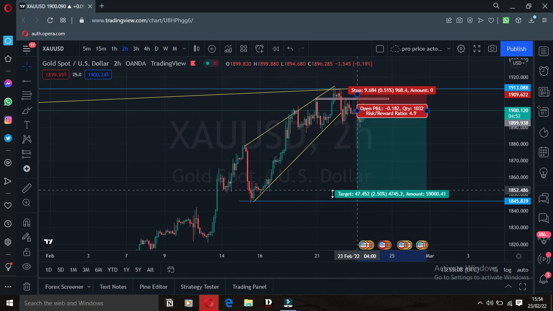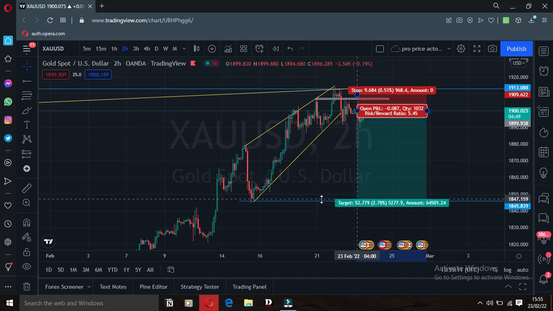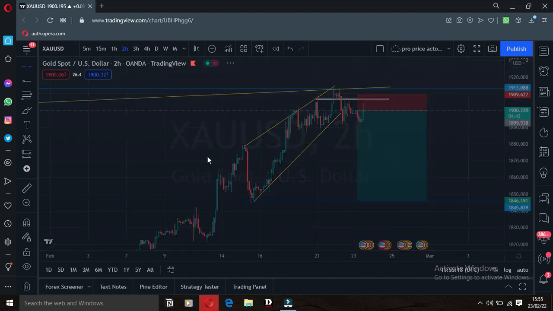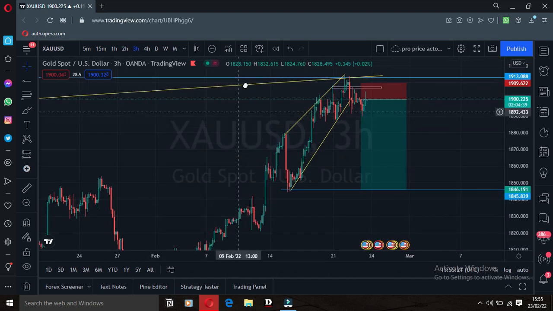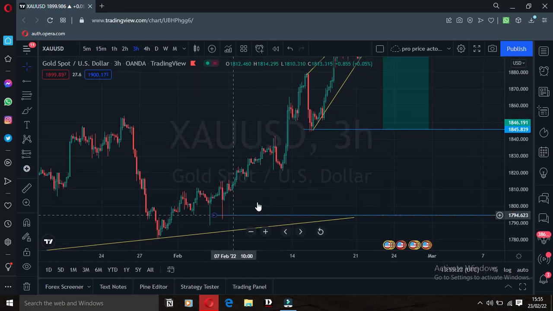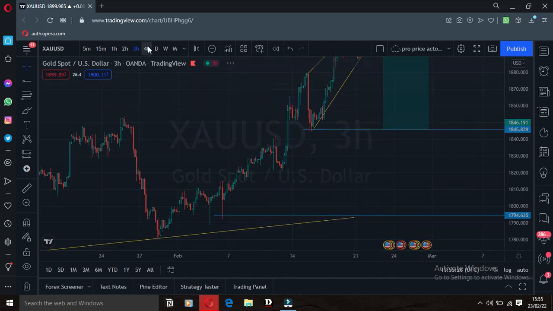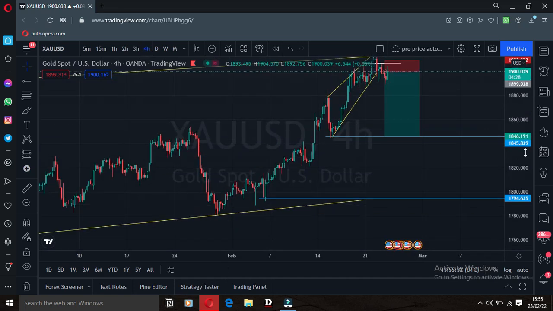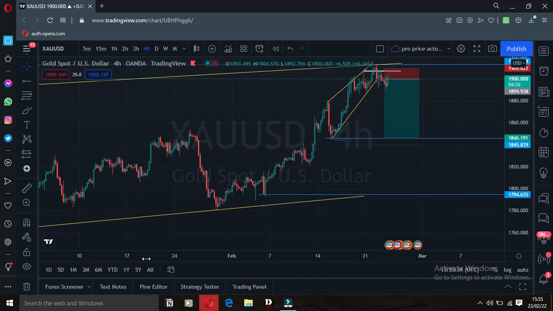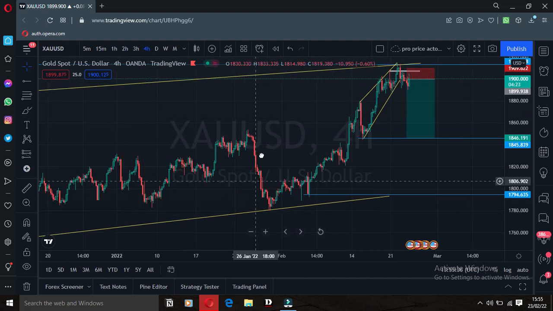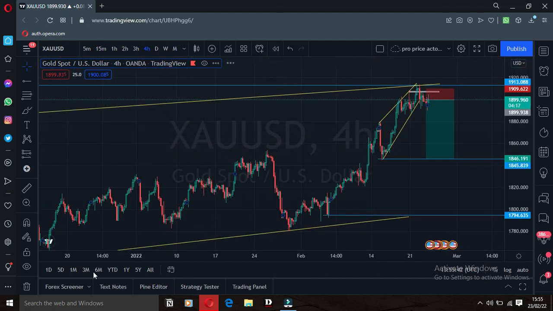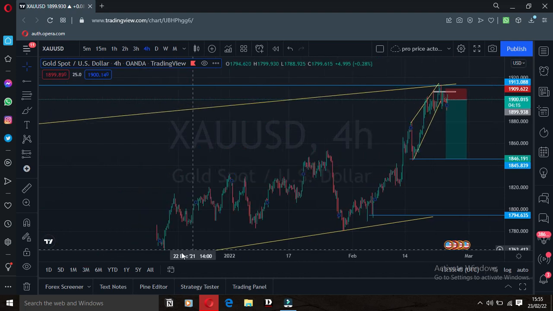You can see now our first touch will be around this area. Our first profit taking will be around this area, and let me identify my second profit taking. Here is my second profit taking, and here is my third profit taking. Let me show you. This is my third profit taking over here, if the market is going to push to the downside.